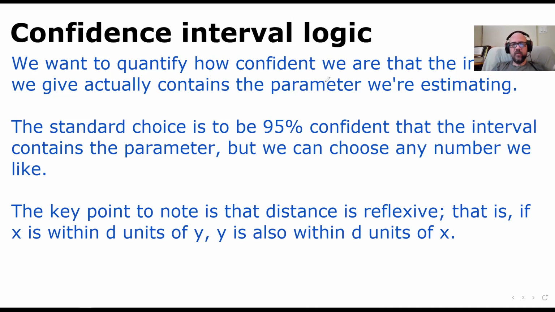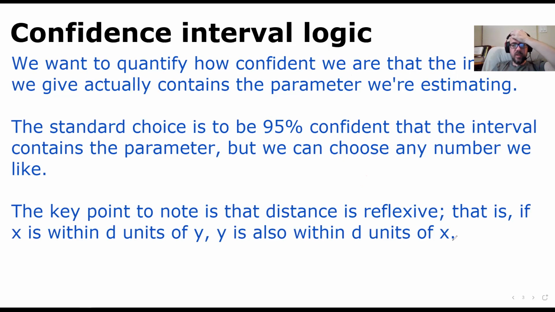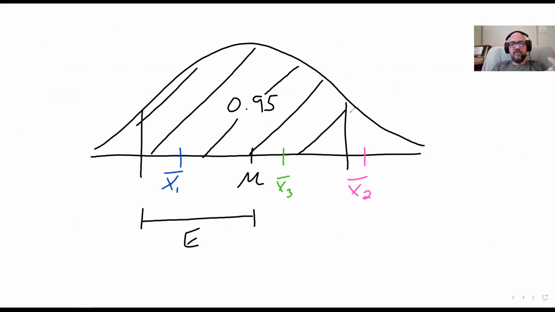So our default is that we want to use 95%. We're going to be 95% confident that the population mean is actually within our interval. So here's how we go about doing that. The x and y that I was talking about, I want to think of those as mu and x bar. If I want to be 95% confident that our interval contains mu, which is what we're trying to do here, then here's the logic.